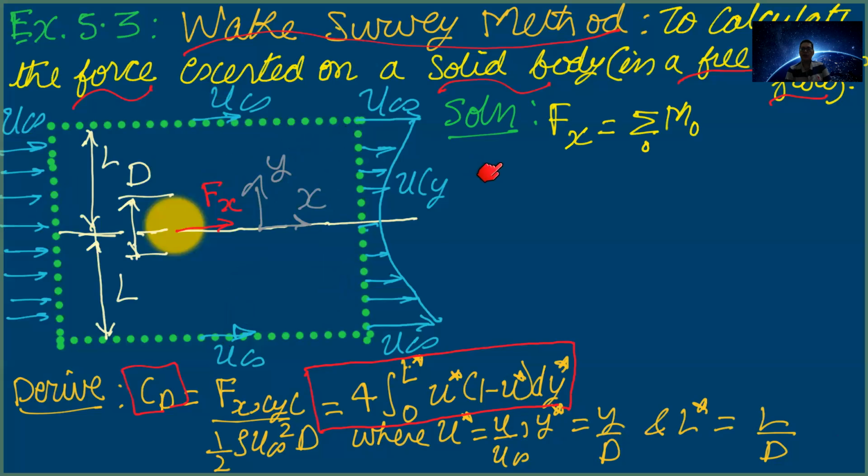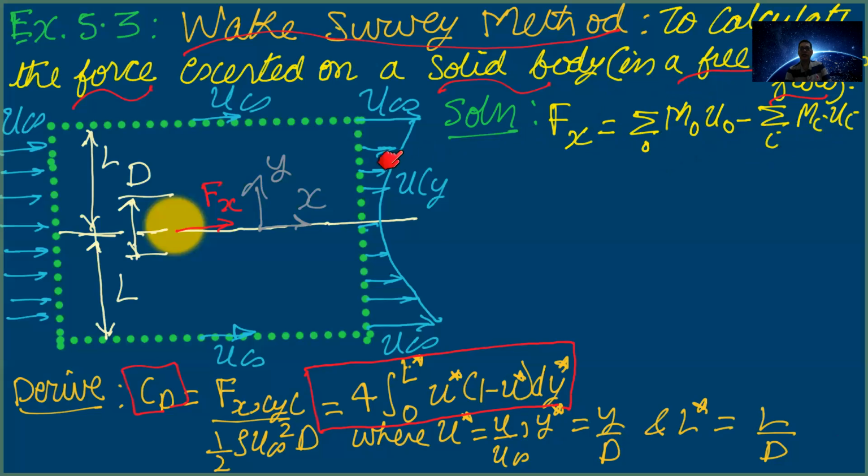This is the general expression to calculate the reactive force acting in the x direction on the control volume. This is equal to the x momentum flow rate leaving the control volume minus the x momentum flow rate entering the control volume. I'll again repeat, mass into u velocity is momentum. Here this m is not mass, this is mass flow rate. So when you have mass flow rate into u velocity, this is the momentum flow rate. This is the momentum flow rate at the outlet minus momentum flow rate at the inlet.